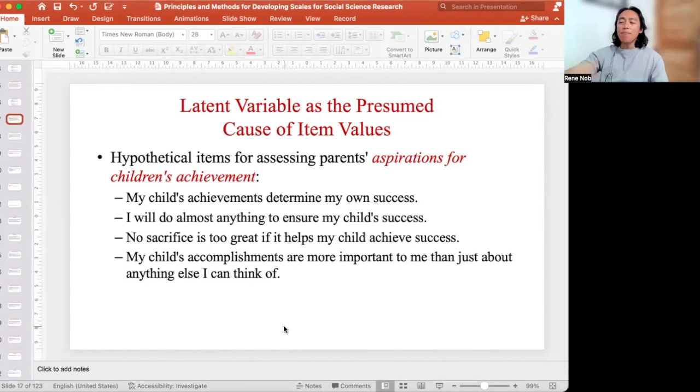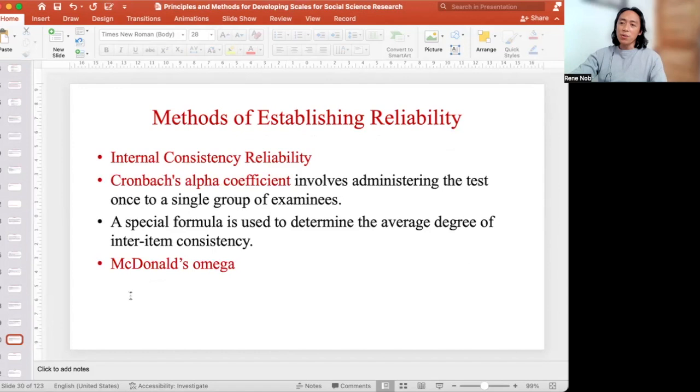So it's quite possible that although all of these might be manifesting aspirations for children's achievement, some items are stronger manifestations, are more strongly influenced by the construct compared to the other items. And Cronbach's alpha does not account for that. Cronbach's alpha assumes that they are all equal manifestations of the construct. And so to address that, many reviewers are asking for the reporting of the McDonald's omega over Cronbach's alpha.